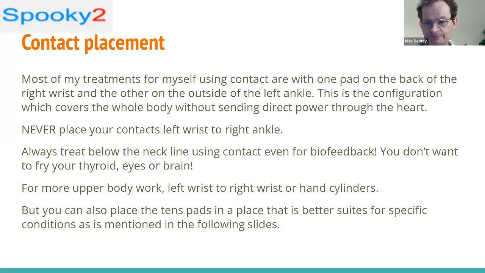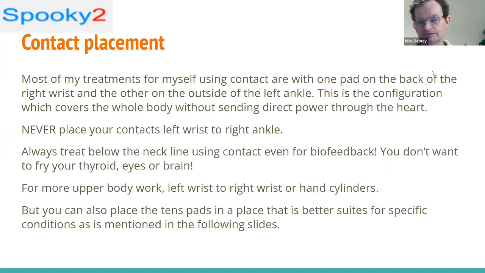If you want to place TENS pads on other areas of the body, make sure you always treat below the neck line using the contact method, including for biofeedbacks. You don't want to fry your thyroid, your eyes, or your brain with electricity which is going where it should not. In general, for more upper body work, you could just use hand cylinders in your left and right hands, or maybe right wrist to left wrist with contacts with TENS pads.